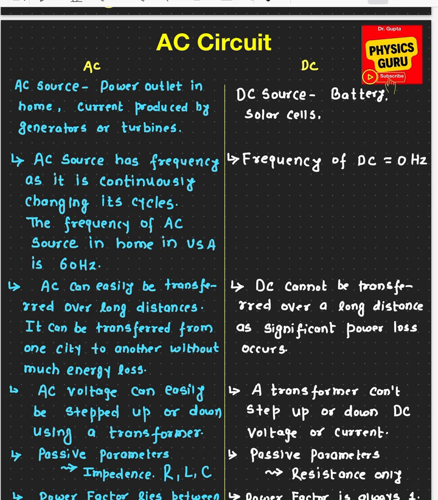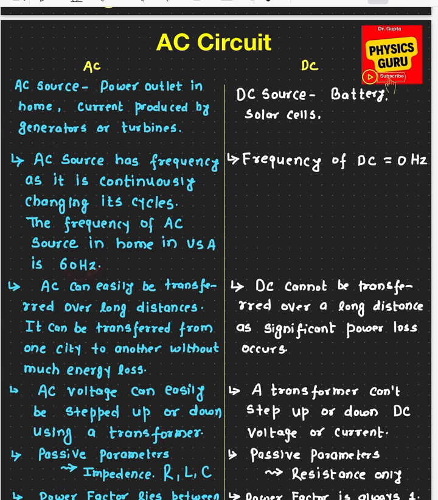When something is rotating, there is always a frequency associated with it. So an AC source has a frequency, while a DC source has no frequency, or we call it zero frequency. The frequency of DC is 0 hertz because it does not fluctuate with time. But as AC fluctuates as time passes by, it does have a frequency. For example, in the US, the frequency of the outlet voltage is 60 hertz.